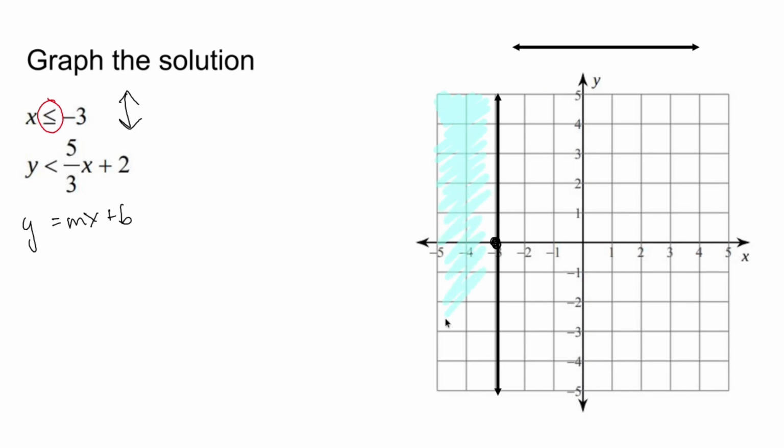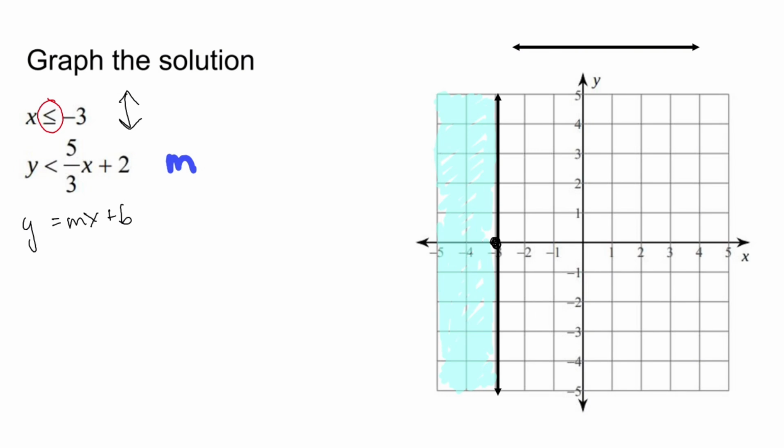So this blue shading is the stuff that's going to be true for that top equation. Any point in this area is going to be a true statement for the phrase x is less than or equal to -3. Now I have my other equation, and it is in slope-intercept form.